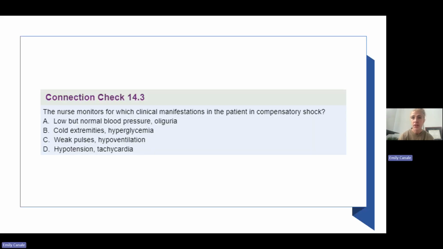So again, here's another little break for your mind. I want you to try and answer this. The nurse monitors for which clinical manifestations in the patient in compensatory shock? So go ahead and try and figure this out.